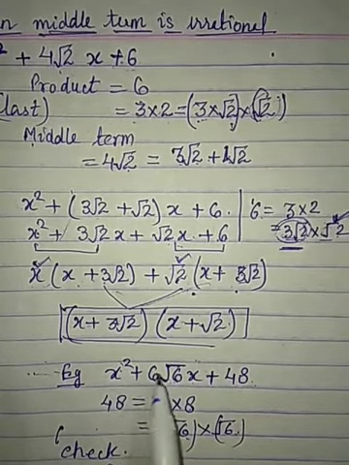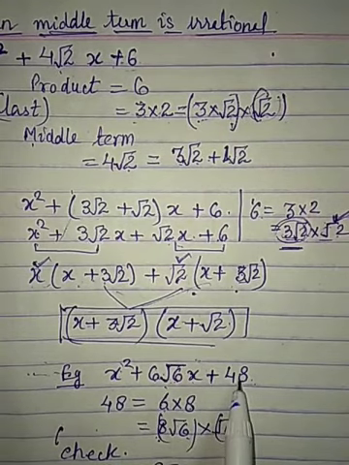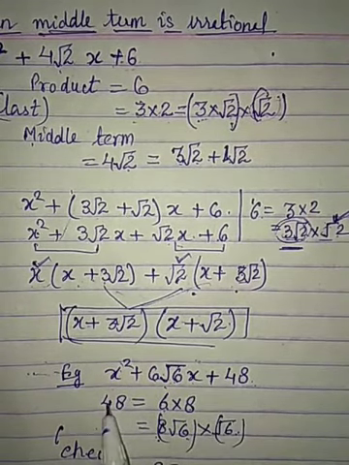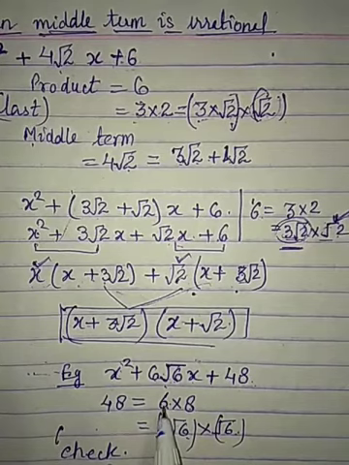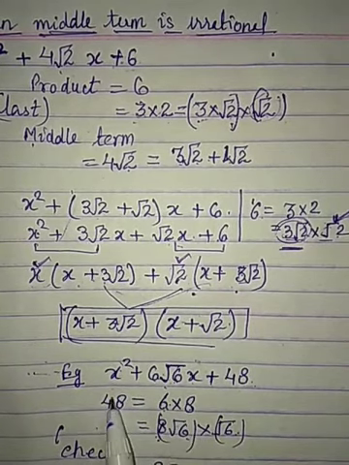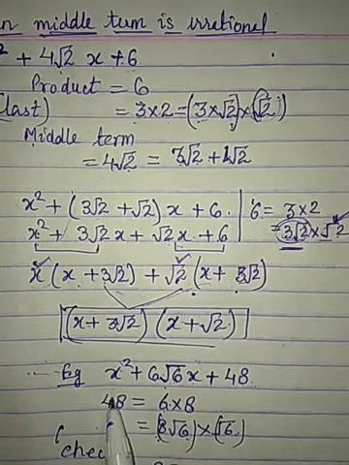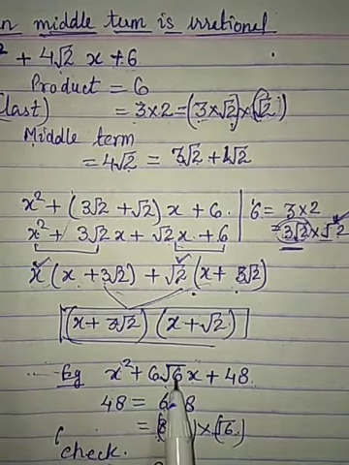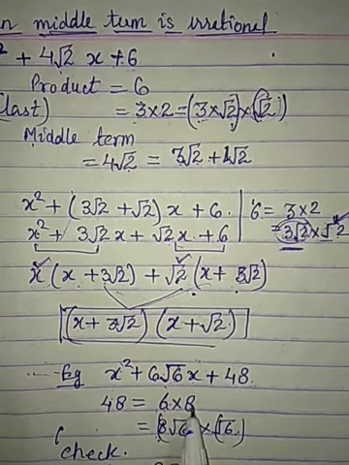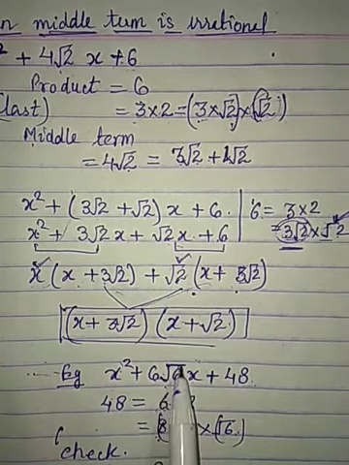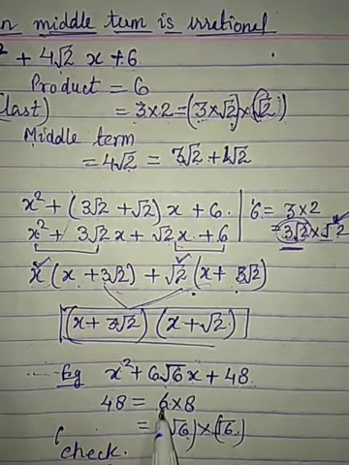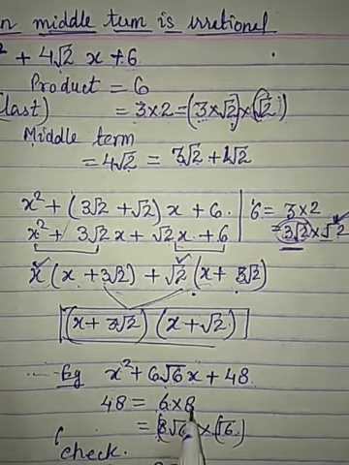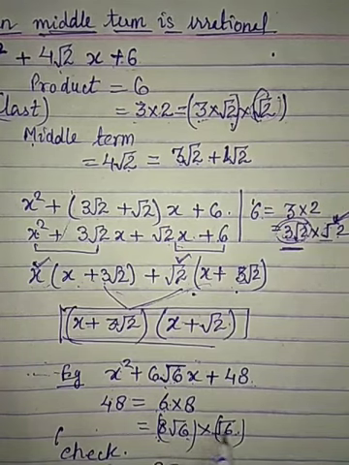Now I am going to take another example. This is x square plus 6 root 6 x plus 48. Same way we will do 48. Factorize it as 6 into 8. 6 eights are 48. But what do we need? We need a root 6. Why have I taken 6 into 8? Because we need a number in the root 6 form. This 6 can be written as 8 root 6 into root 6.